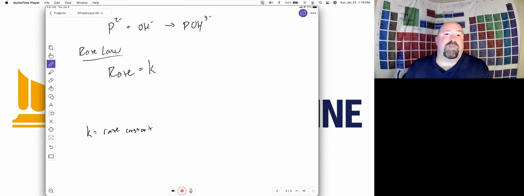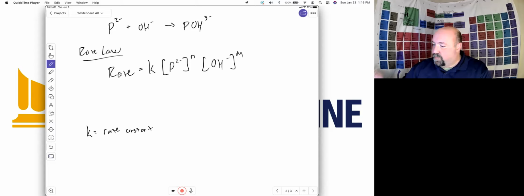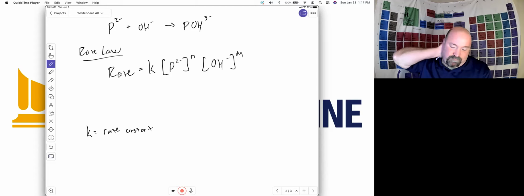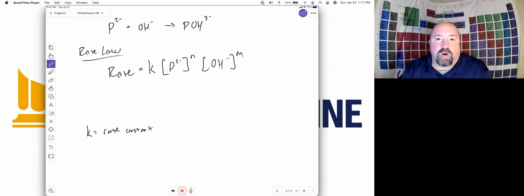And rate constants are different for every reaction. And so that's one of the things that you're hopefully going to be finding in this experiment, what the actual numerical value is for the rate constant for this reaction. But it's k times the concentration of each of our reactants raised to some power. And we're just going to abbreviate, or put in n and m for what we call the orders. And so that power is the order of the reaction with respect to that reactant.